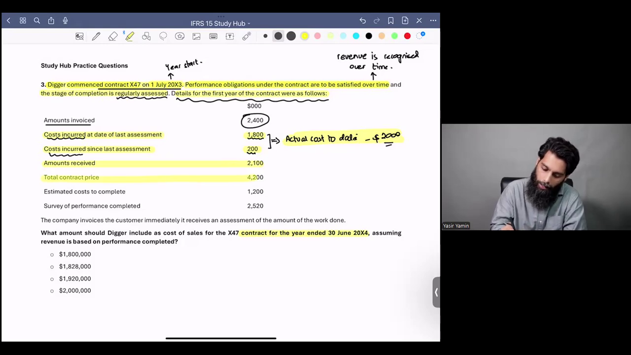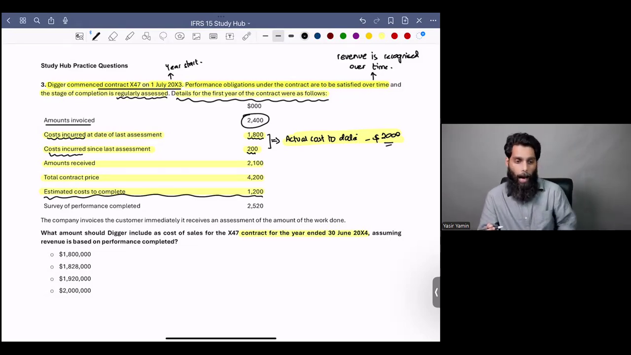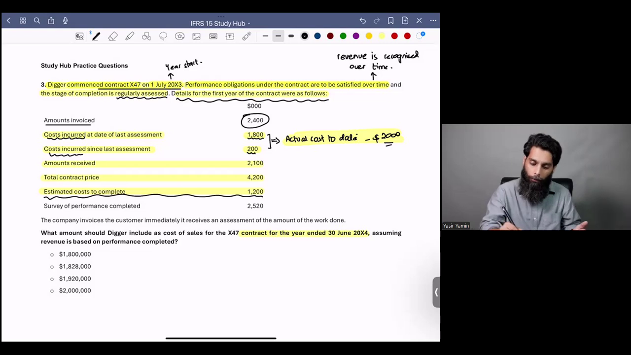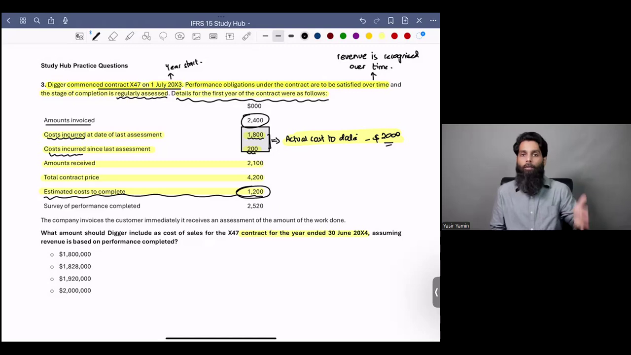Amount received from the customer is $2,100. Total contract price is $4,200. Estimated cost to complete is $1,200. You know why estimated cost to complete would be relevant to us? Up till now, we have incurred cost of $2,000 and we expect that further cost to be incurred is $1,200. Can we calculate total contract cost? Up till now, we have incurred $2,000. We will further incur $1,200. That means total cost that we have to incur is $3,200. Makes sense. Common sense, right?